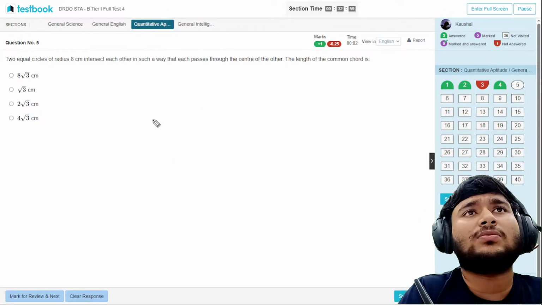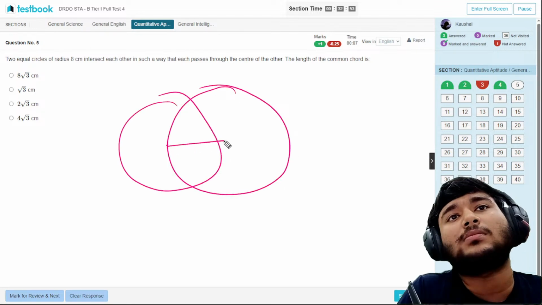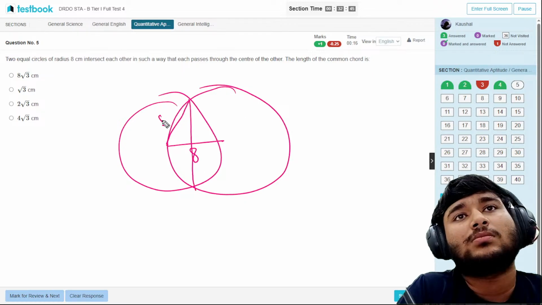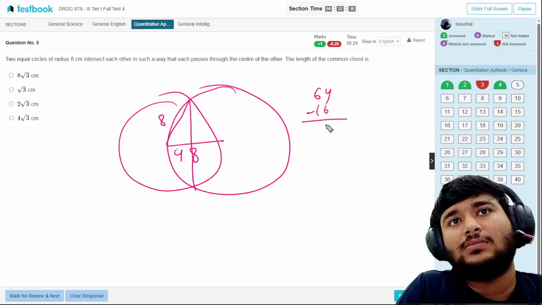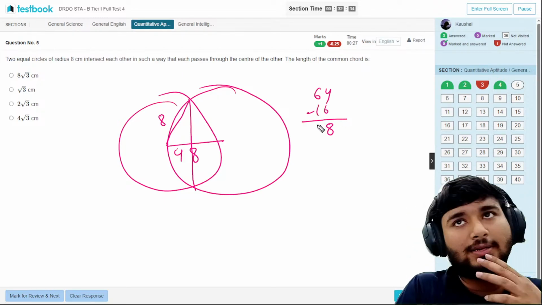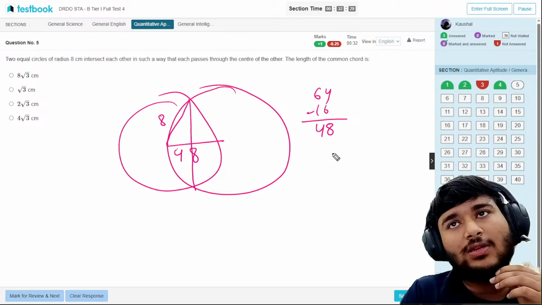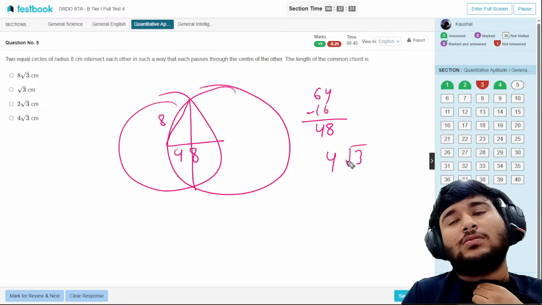Two equal circles of radius 8 centimeters intersect each other in such a way that each passes through the center of the other circle. The length of the common chord. 64 minus 16, 48, 12 fours, 4 root 3. 8 root 3.